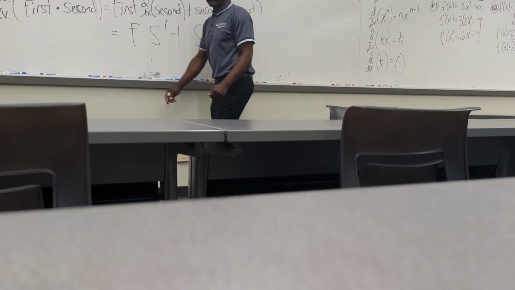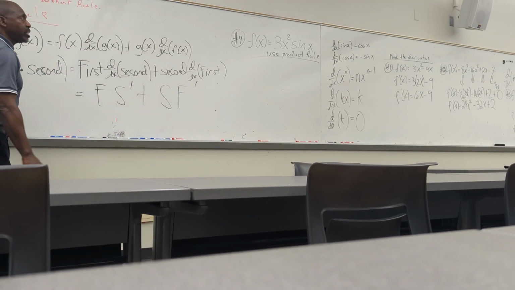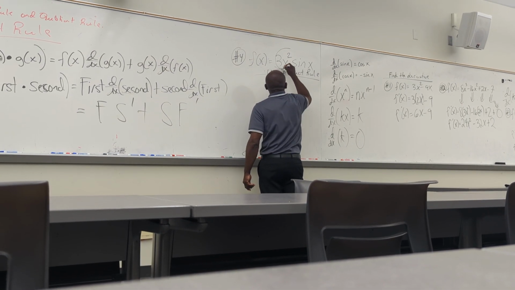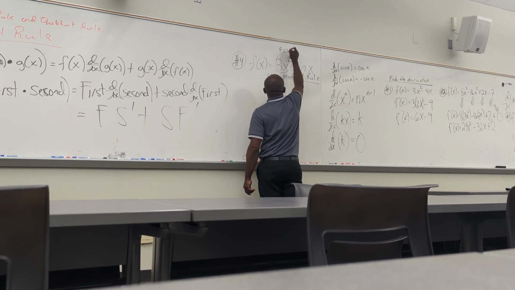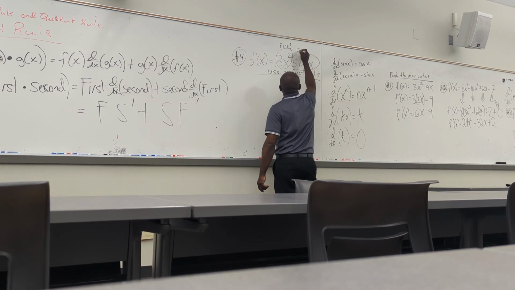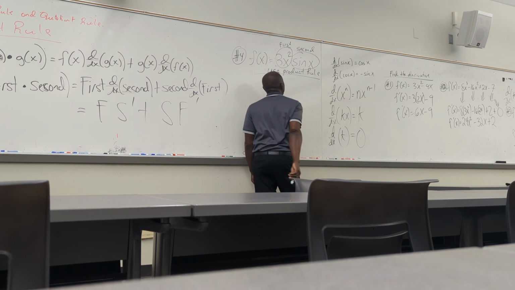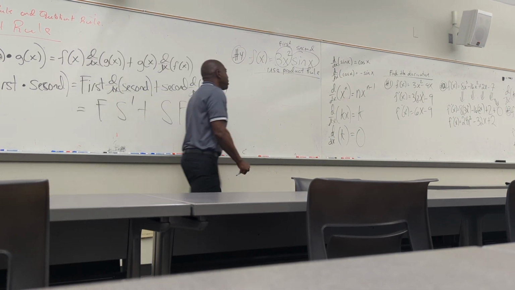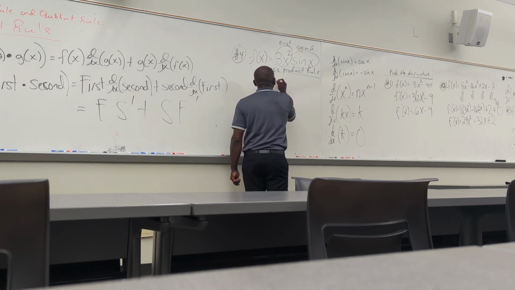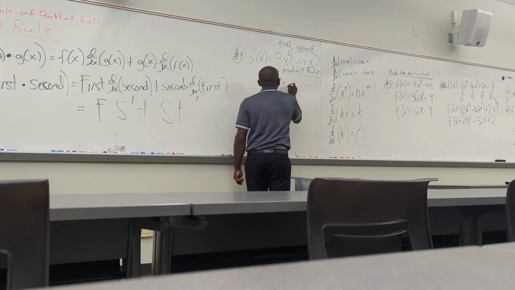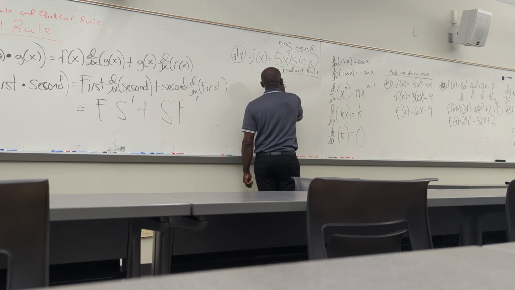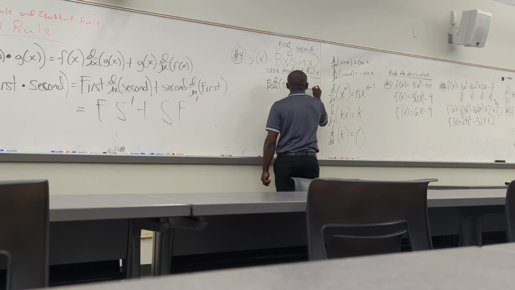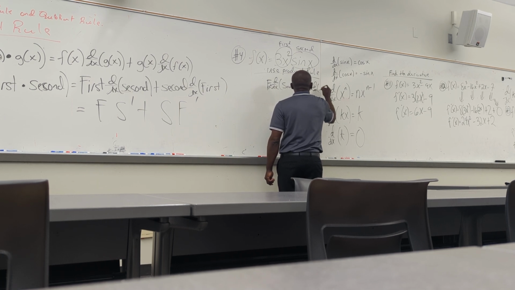We have to use the product rule. That's what I mean by this, f of x times g of x. If you wish, I could think of this as being the first part of it, and this is being the second. And that's what we mean by the first times the derivative of the second, and then plus the second times the derivative of the first.